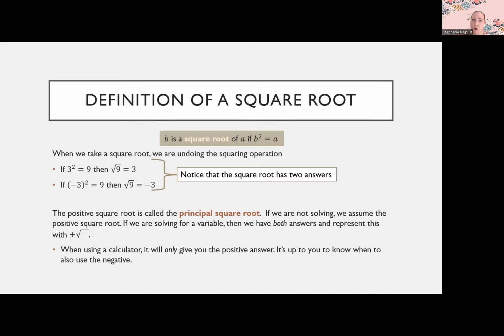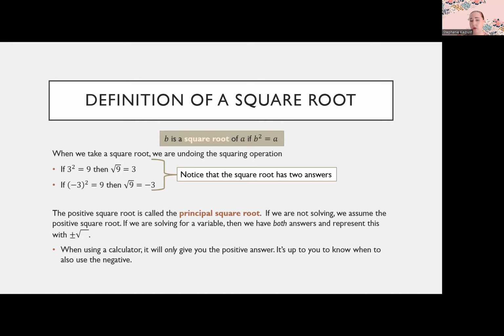Now, we usually assume we want only the positive version. That's called the principal square root because that's the one that we use the most often. So when I'm going through and taking square roots in this lesson, we're always going to have a positive answer. We're not going to say, could this possibly be a negative? We're going to have the positive version. The only time that you want the negative version is when you want both, when you're solving, so if you're looking for a value for X. What we're doing today, we're not solving, so we don't have to worry about that.